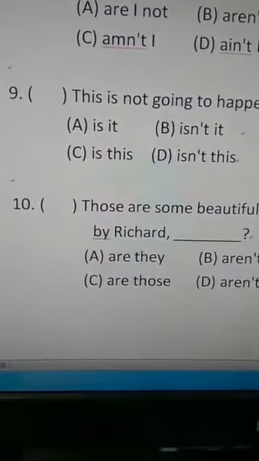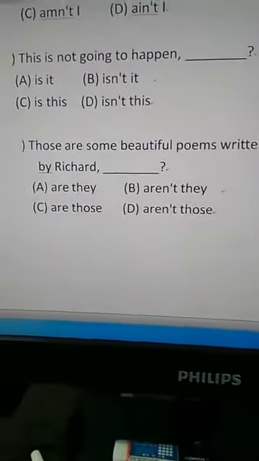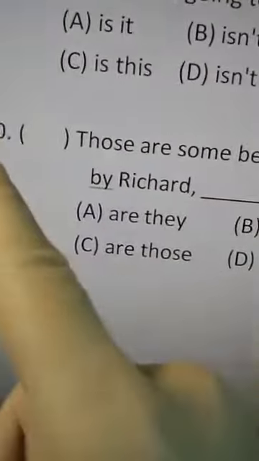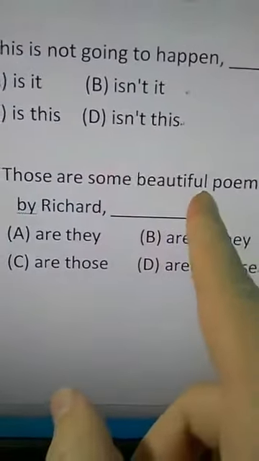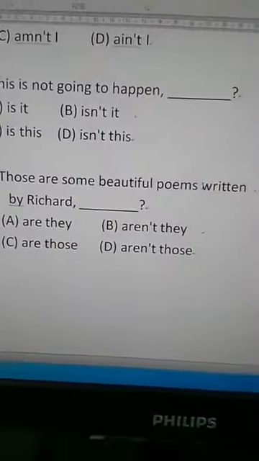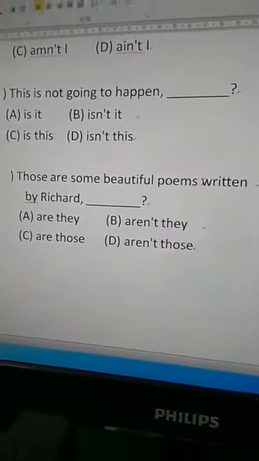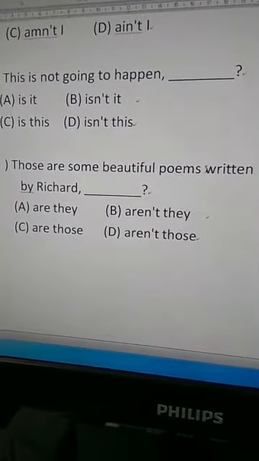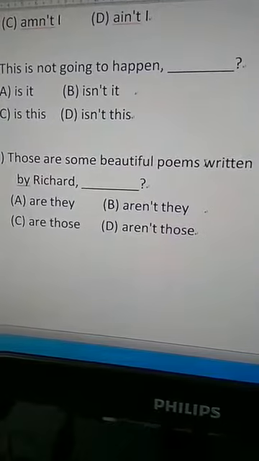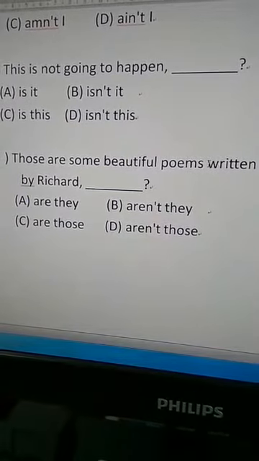Let's see the last one. Number 10 is our last question. Hopefully you can tell me what is the answer for number 10. Let me read the sentence for you. Those are some beautiful poems written by Richard. Oh, hopefully I can write some poems. Number 10, can you guys tell me what the answer is? Please write down your answer in the comment. Those are some beautiful poems written by Richard. What is the answer?